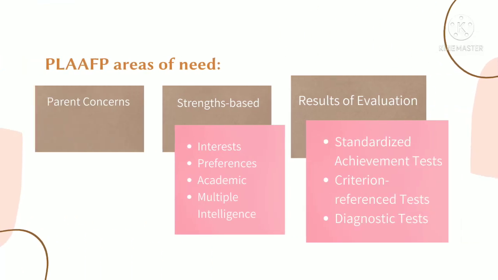Now, where do we find the areas of need? Aside from the aforementioned pertinent data, we can find them from the parent concerns, the strengths of the student, such as their interests, their preferences, academic and multiple intelligence. And lastly, the results of evaluation, such as the standardized achievement test, the criterion-referenced test, diagnostic test, and any other tests, and any combination of the above.